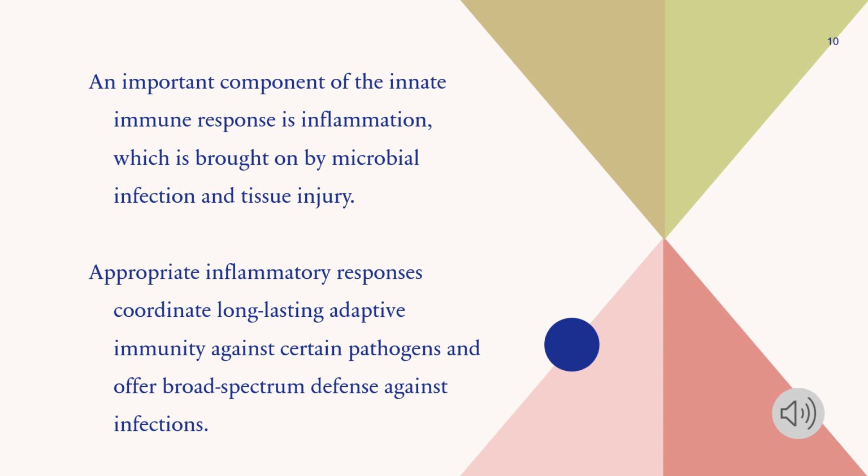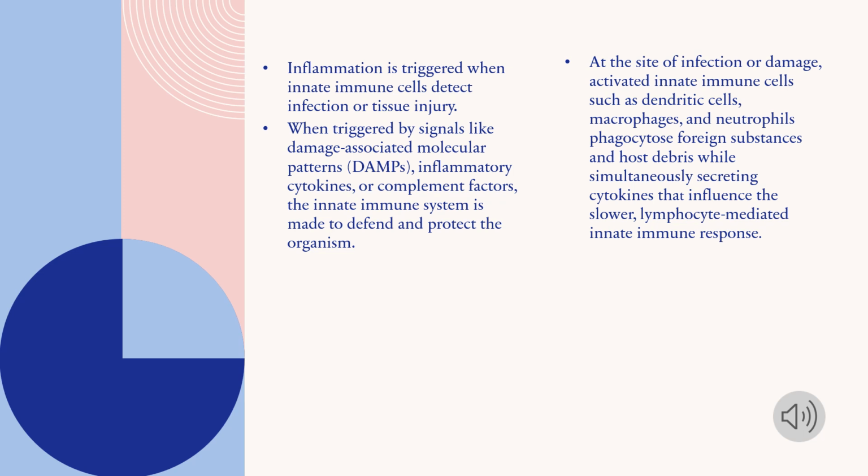An important component of the innate immune response is inflammation, which is brought on by microbial infection and tissue injury. Appropriate inflammatory responses coordinate long-lasting adaptive immunity against certain pathogens and offer broad-spectrum defense against infection. Microbes are detected by pattern recognition receptors, or PRRs, expressed in innate immune cells such as macrophages. The detection of microbes by the PRRs rapidly activates signaling cascades and generates inflammatory responses.